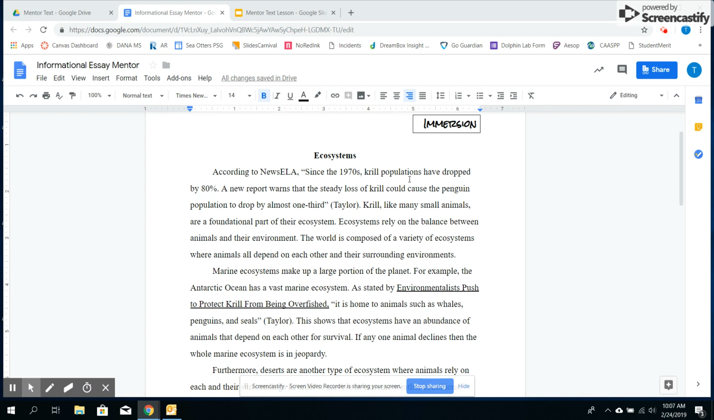So you want to make sure that in your writer's notebook or on the mentor text, you have a box that's labeled with the word immersion on the inside. So you remember that this is where we're really coming to look back at our mentor text for how to write a good informative essay.